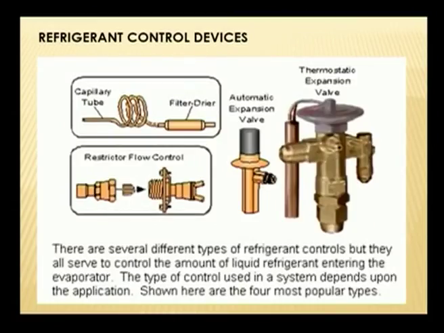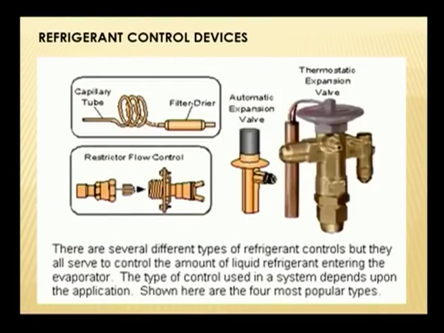Next we will look at the different refrigerant control devices. There are several different types of refrigerant control devices, but they all serve to control the amount of liquid refrigerant entering the evaporator. That is the role they play. This is the primary purpose. The type of control used in a system depends upon the application. For different applications we use different systems. Shown here are 4 most popular types.